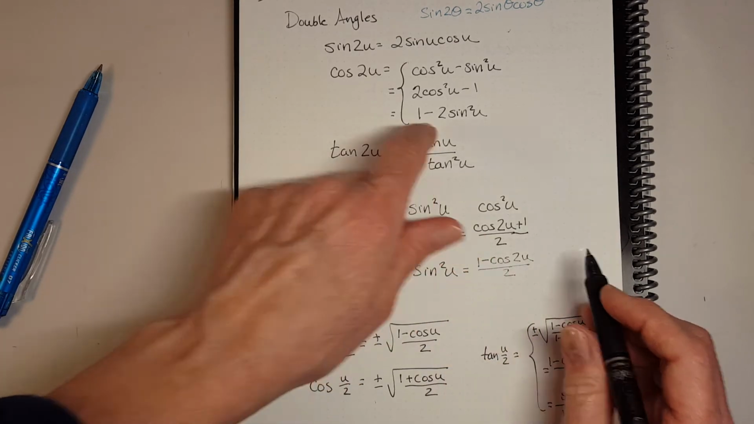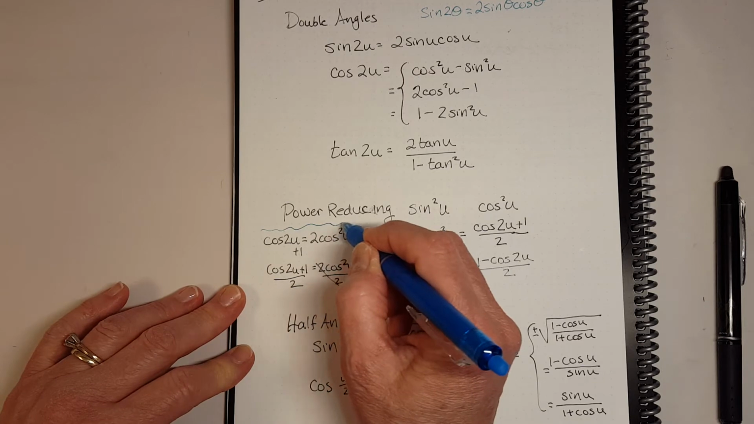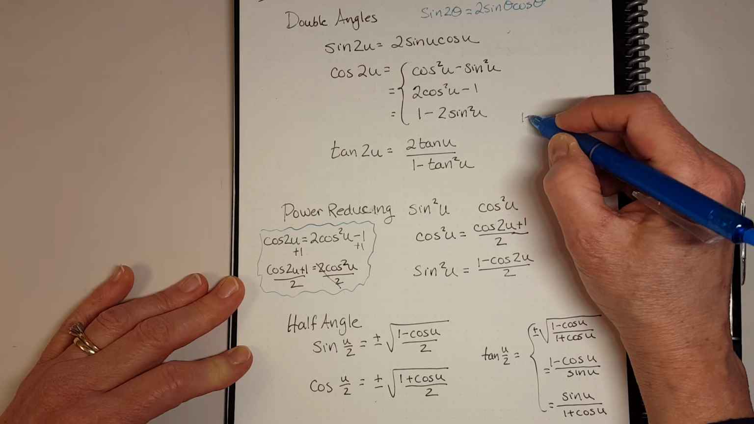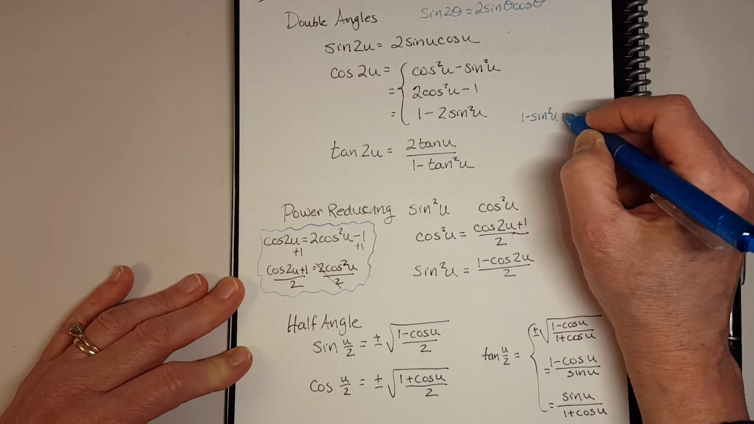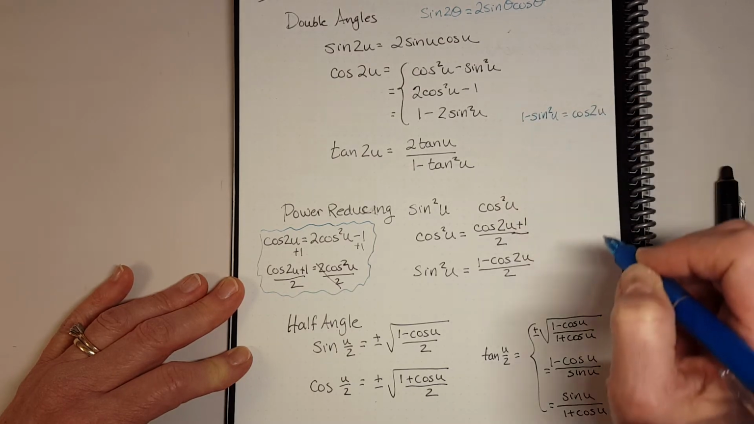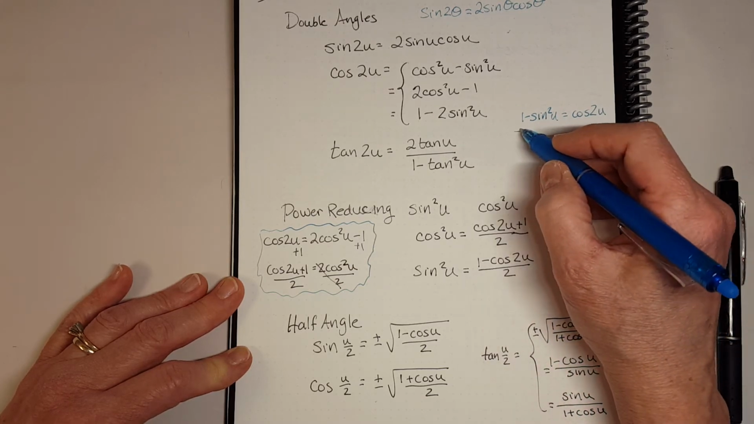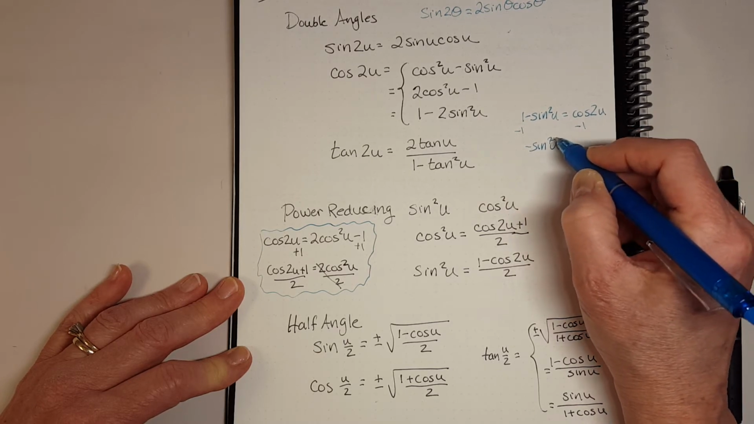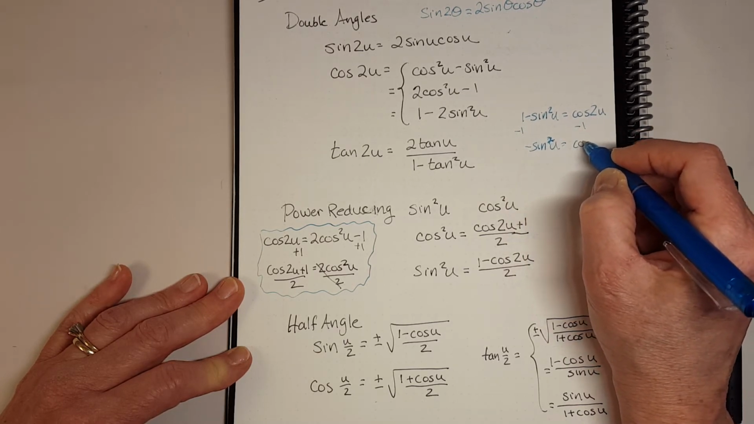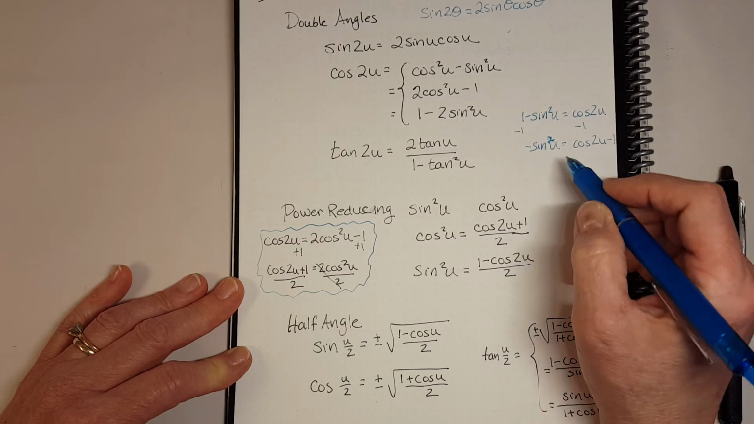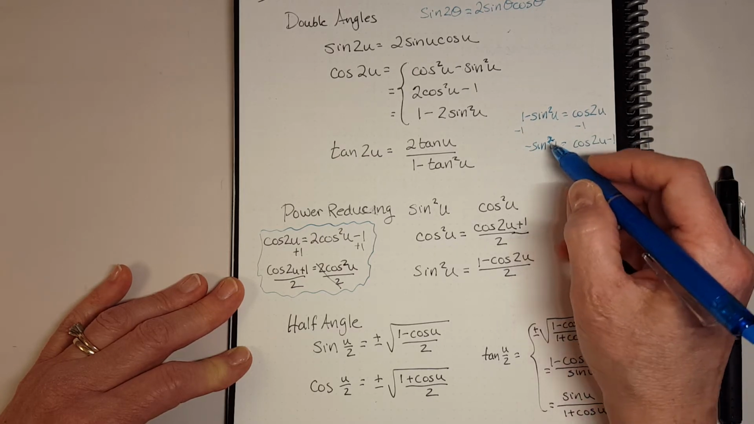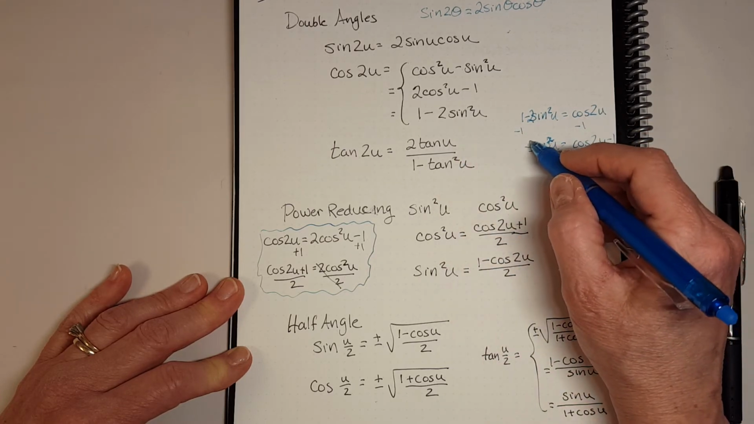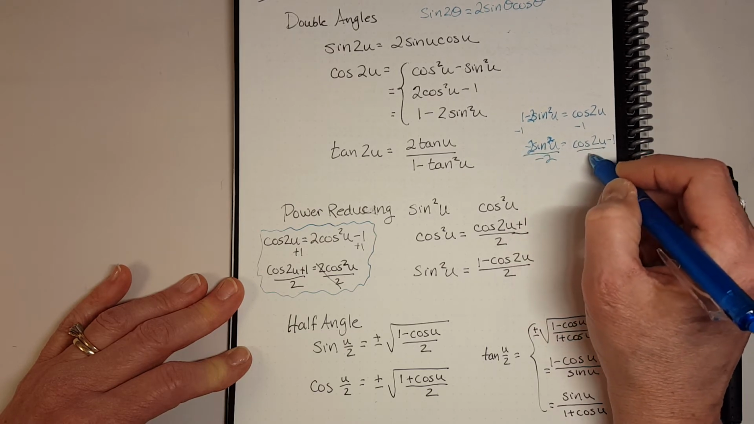So I did a little proof here on the side. If I take this one here and say 1 minus sine squared of u is equal to cosine of 2u, and I want to get the sine squared by itself, I'll subtract 1, and I get negative sine squared of u equals cosine of 2u minus 1. Oh, there was a 2 here. 1 minus 2 sine squared u equals cosine of 2u. So I have minus 2. So now I'm going to divide by minus 2.